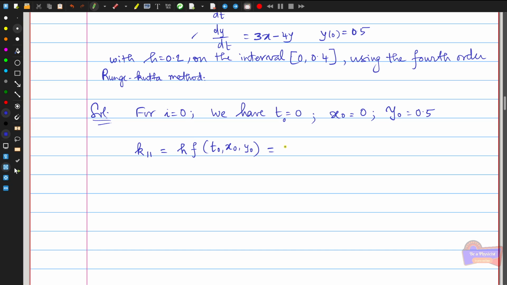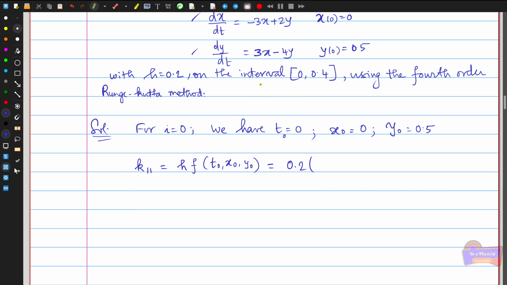This is multiplied by the value of h. h is given as 0.2. So 0.2 times the function, which is minus 3x plus 2y, so I can write minus 3 times x0 plus 2 times y0. We know the x0 and y0 values: x0 is 0 and y0 is 0.5. I can substitute these values here. I can write 0.2 times, this will be 0 plus 2 times 0.5, which is equal to 0.2. So the slope k11 will be equal to 0.2.